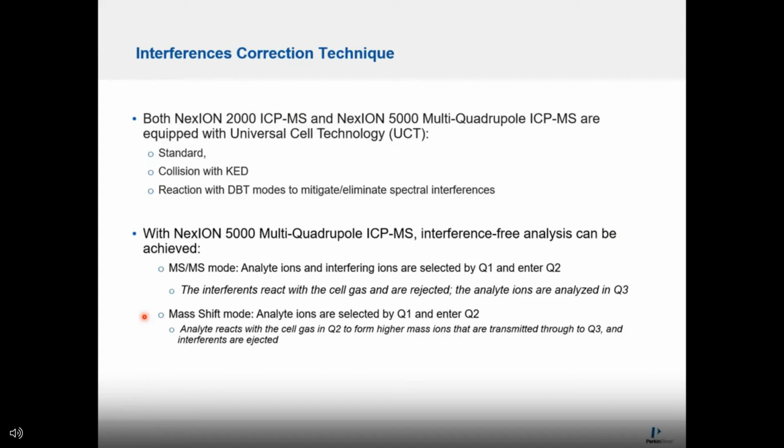The Q3 will scan at higher mass where the analytes have moved to, while the interferences are rejected. An example of such a mode of analysis is in the determination of arsenic 75 in the presence of argon chloride, where arsenic ions react with oxygen cell gas to form arsenic oxide at mass 91.